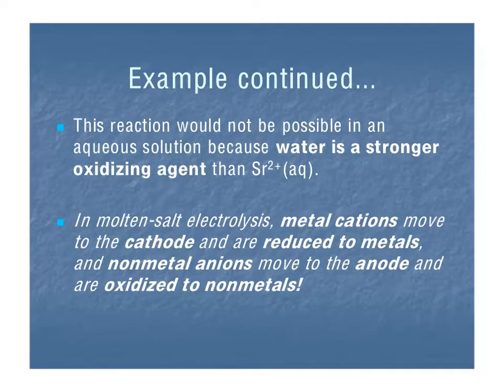In this example of strontium chloride, this would not have been possible in an aqueous solution because water is a much stronger oxidizing agent than strontium. It will be reduced to hydrogen and oxygen gas before the reduction of strontium ions into solid strontium. Similar to our previous electrolytic cells, the cations are moved towards the cathode. However, it is then reduced to the metal at the cathode, whereas the non-metal anions are moved to the anode and then oxidized to a non-metal, either as a gas or as a liquid compound such as iodine.